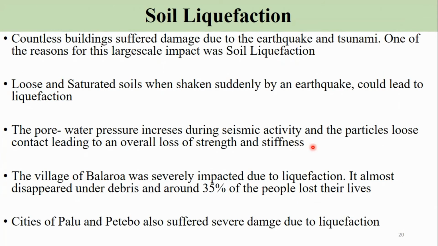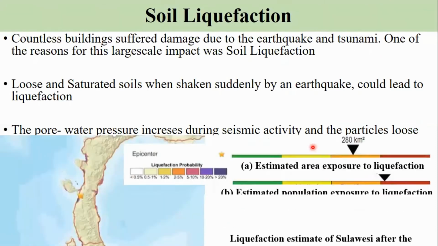Coming to soil liquefaction, a large number of buildings were damaged because of this earthquake and tsunami, and one of the reasons for this damage is soil liquefaction. Like in Tebo city, a lot of important parts of the city suffered severe damage. Because of the violent shaking, the pore water pressure between the soil particles increases, and the soil eventually loses its strength and stiffness. That is how liquefaction impacts. So the soil behaves like a liquid. In Balarao city, 35% of the people lost their lives just because of liquefaction damage.